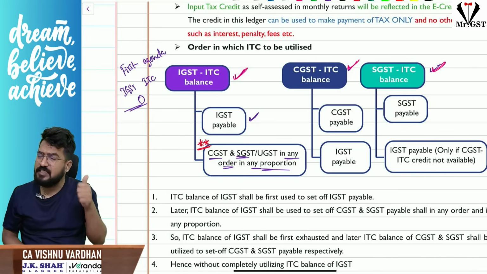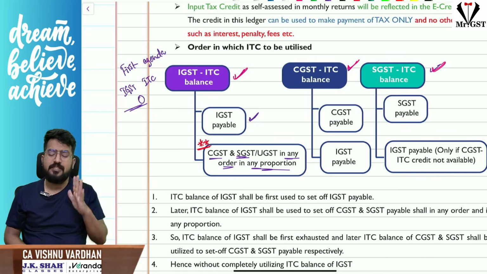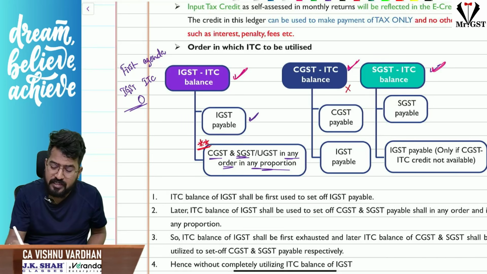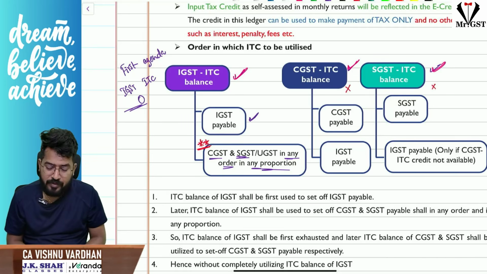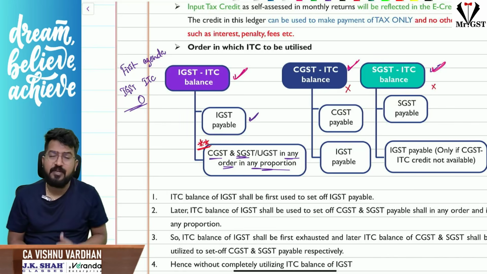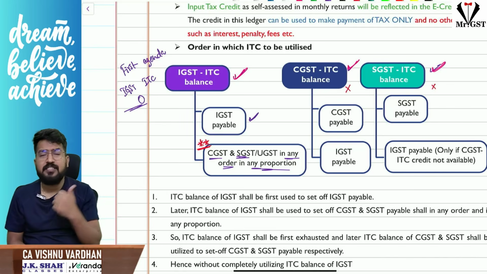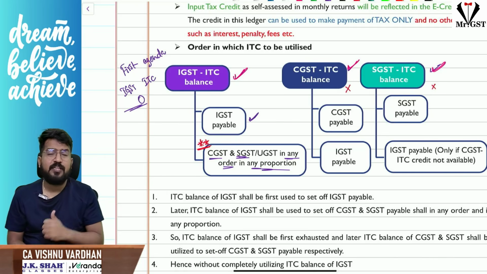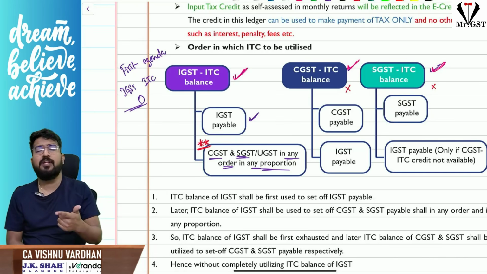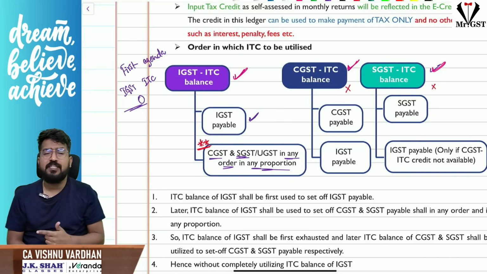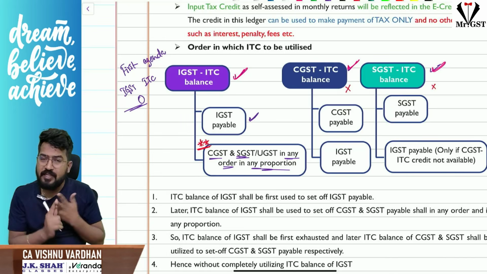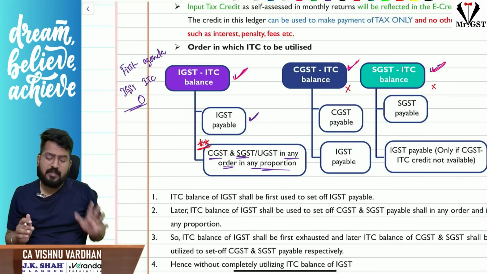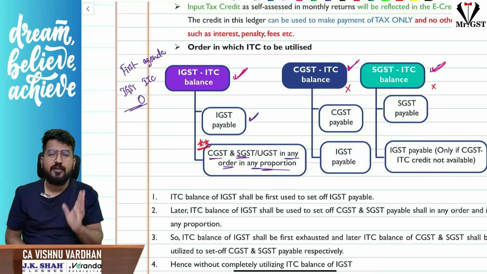So I repeat, IGST ITC balance, you should first make it 0. Till then you cannot touch these accounts. Hope I am clear. Okay. So first, IGST ITC balance you can use for IGST payable. Still if we have balance, anything left out, use it for CGST or SGST in any order, in any proportion. The law says any order, any proportion, but you should use it effectively. Finally, if still any balance is there in IGST ITC, then you will carry forward.